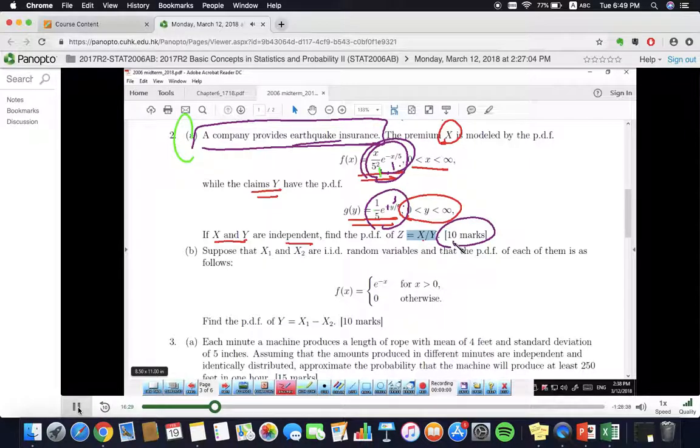Now, how about the other one, x1, x2? Now they are independent variables, and the PDF of each of them is as follows: just exponential, e minus x.